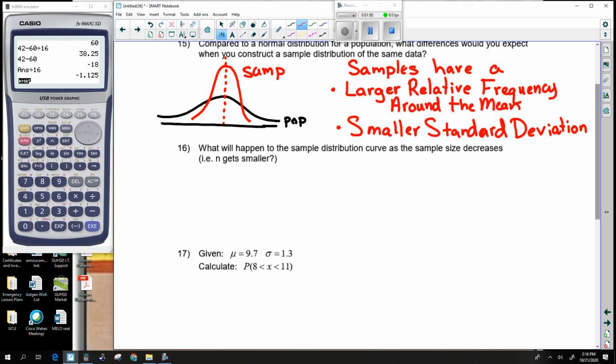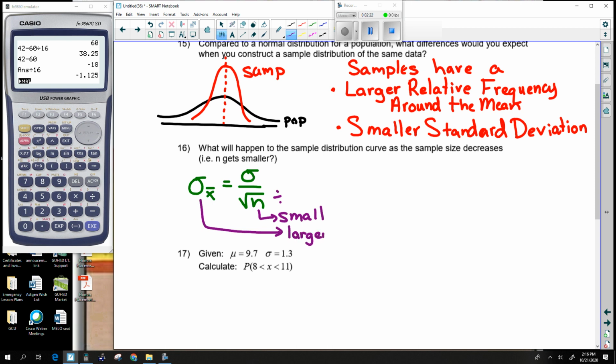Okay, you have to have a little bit of math involved with this. So what will happen to the sample distribution curve as the sample size decreases? So really the only thing that sticks out as far as mathematically is this formula right here. So if the n gets smaller, what will happen? Well, because n is a division, if I divide by a small number, my answer is going to get larger. The smaller n gets, the larger the answer is going to get. This answer is a standard deviation.